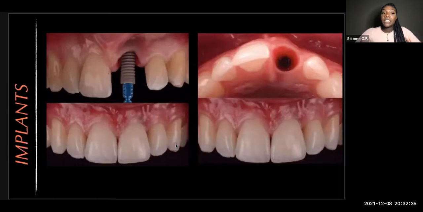After the implant has actually fused with your bone, we open up and we put another screw on top there, and that screw will give us access directly to the implant to place the crown. So that's why the process takes a little bit long, because you need a lot of time for your gums to heal and then also for your bone to heal around the implant.